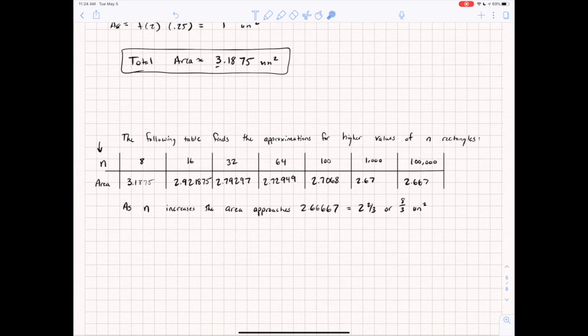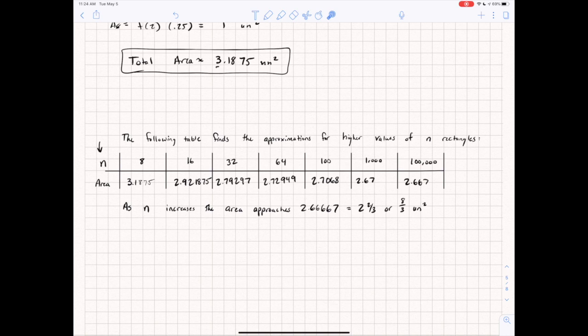And if we went to a million, 100 million, a billion, a trillion, your calculator would literally break. But the answer is going to be 2.6666666666666, which represents 2 2/3 or 8/3. This represents the actual exact area under the curve x squared from 0 to 2.